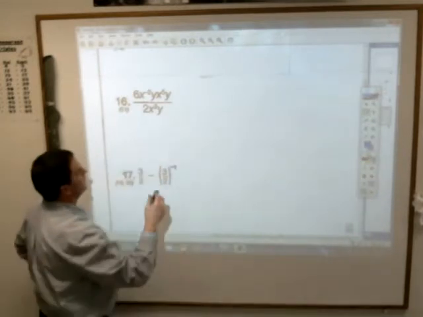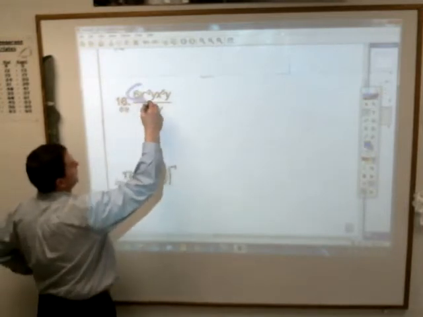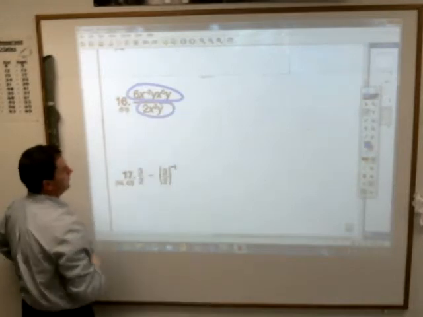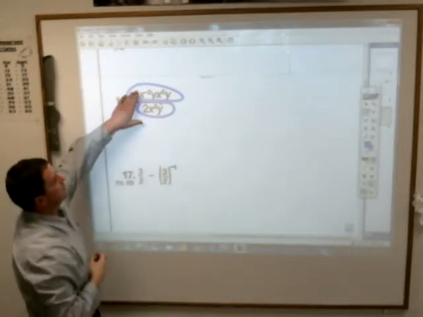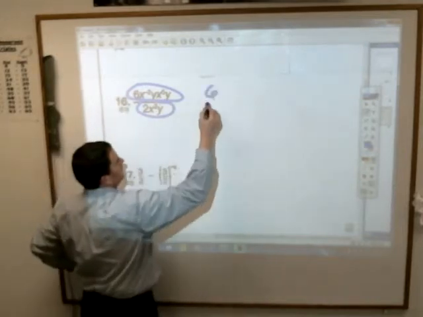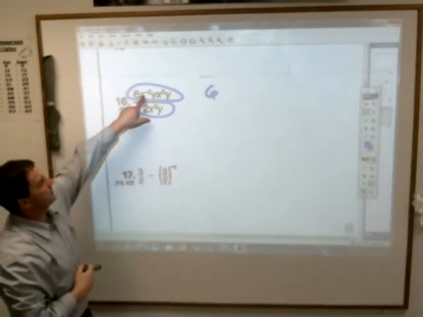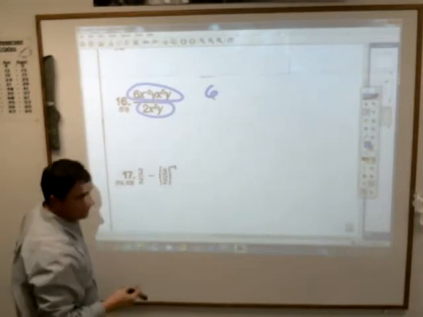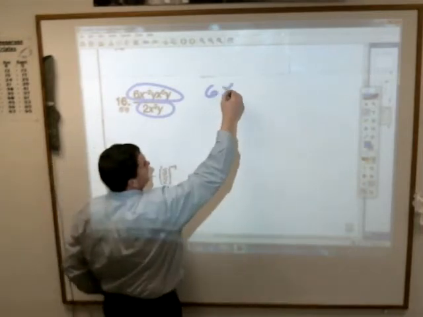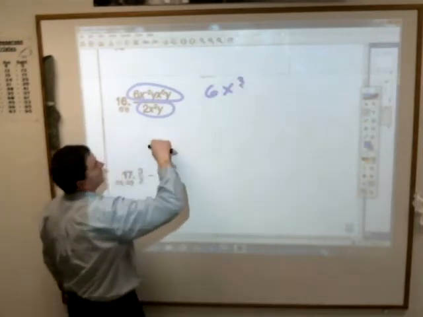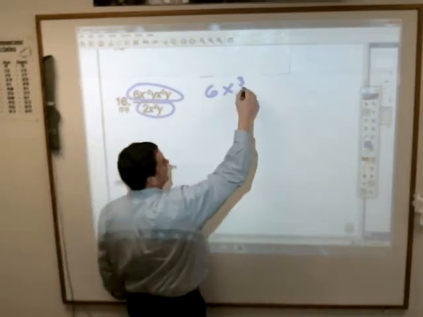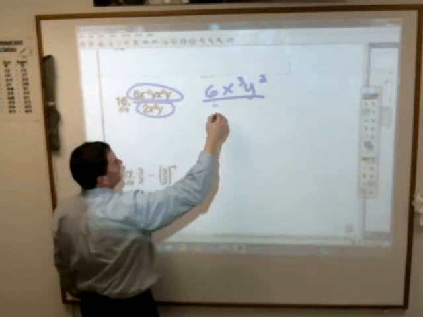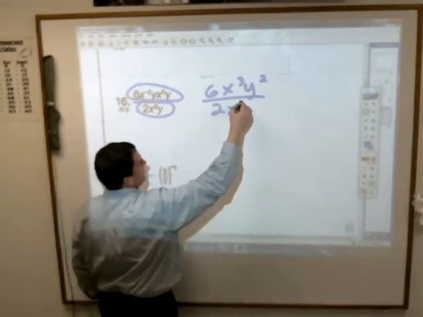The first thing I would do is put together what variables I can on the top and the same thing on the bottom as my first step. So you've got a 6 up here. We won't deal with that yet. If you have an x to the negative 2 power and x to the 5th power, they get put together to give me an x to the 3rd power, because you add exponents together. And then a y times a y is y squared. So the top simplifies down to that. The bottom you can't put anything together, so now you're left with this.